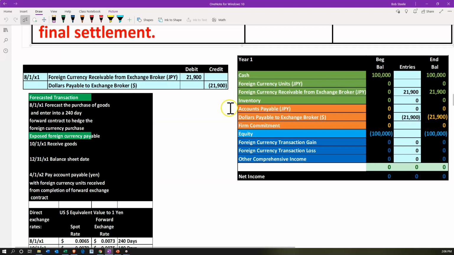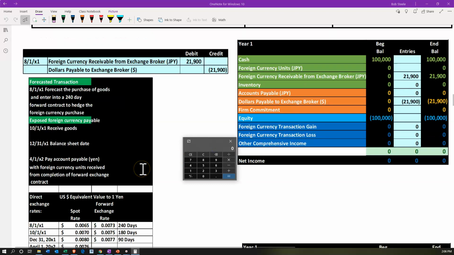Then we'll have the dollars payable to the exchange broker, the liability half. It is going to go on the books for the calculation that we will see shortly, and then stay on the books because it will be in dollars. So we're not going to have to revalue the payable. We will have to revalue the receivable once we put it on the books. Let's go do that calculation.